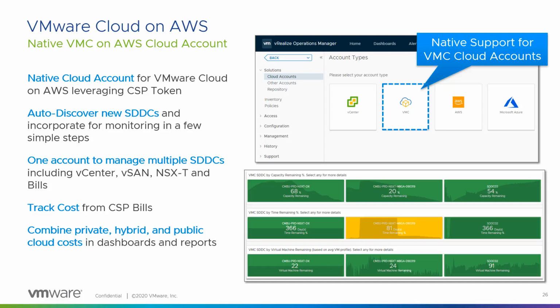The first one here is VMware Cloud on AWS. This was added as a native cloud account in 8.1. What this means is now when you go to add your cloud account, you just select VMC. You enter your CSP token that you get from the Cloud Services portal. Once you do that, the system will automatically discover all of the SDDCs that you have in your environment, and it walks you through the process of setting up all of the monitoring for those.